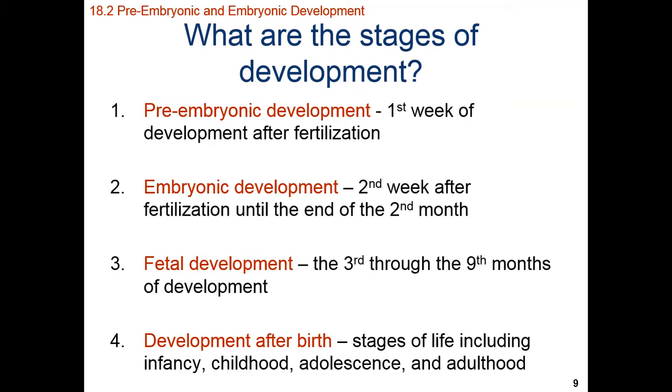After birth, the human being will go through infancy, so they're a kid, then they're a toddler, then they go through adolescence. Adolescence is when they enter puberty, and then they have adulthood.